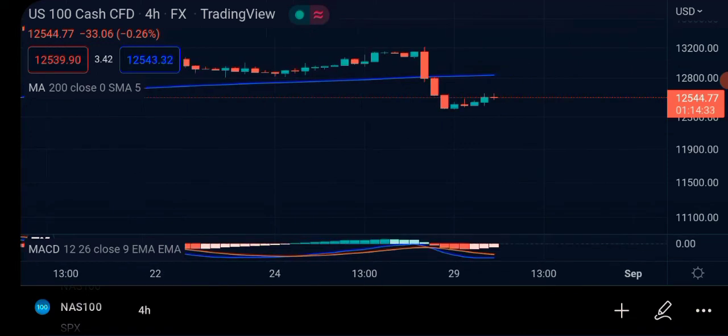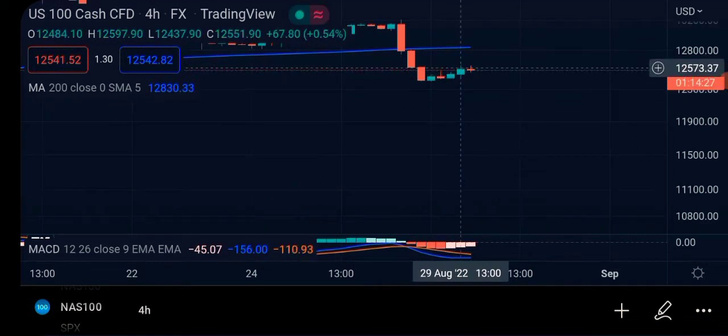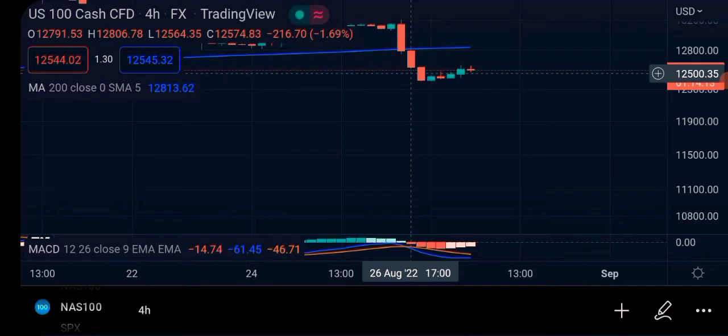So it literally means that this candle here, this blue green candle, took 4 hours before it could completely form. So every candle here took 4 hours to completely form. So that's what the 4-hour time frame means.